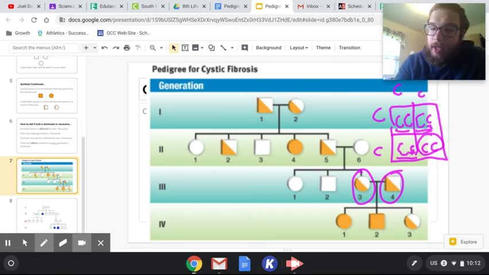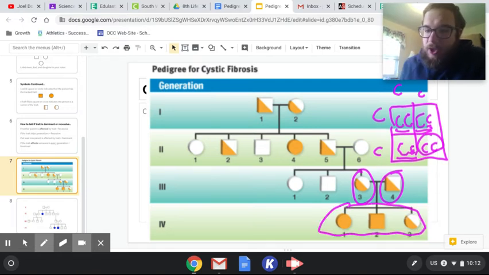So really, if we look at the odds here for this 4th generation, they got 2 out of 3 that have cystic fibrosis.